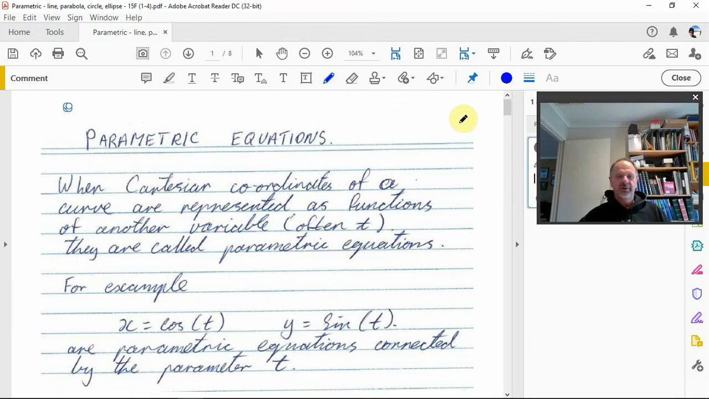Okay, so next we're moving on to another way that we can express our equations, if you like, for our graphs. And it's called, as it says here, parametric equations.